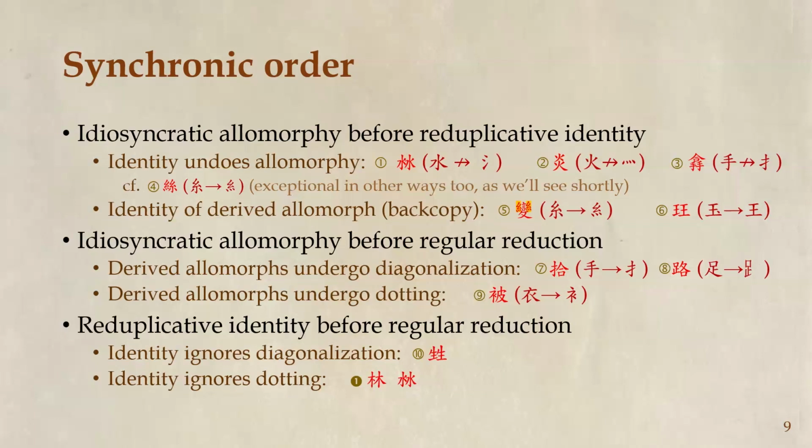And then finally, reduplicative identity applies before regular reduction, and that's because identity ignores these things. So identity says things should be identical in reduplicated forms, but it doesn't care if you've applied diagonalization or dotting. So in 10, for example, the 2 components are supposed to be identical. They're not actually identical because the one on the left has this rising stroke on the bottom. So that implies it's applying later than identity.